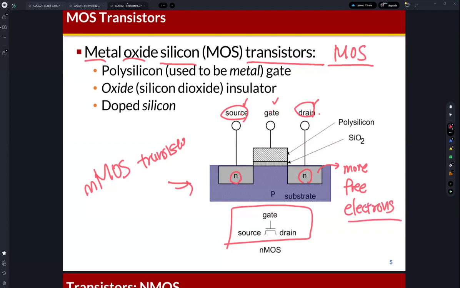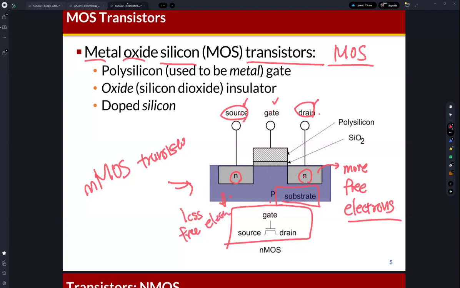Okay, and then between the n-type silicon there is p-type silicon, and this base silicon is called the substrate. So in the NMOS transistor, we use a p-type substrate. So which means that there are many free holes. Okay, so which means there are fewer free electrons in the p-type substrate.